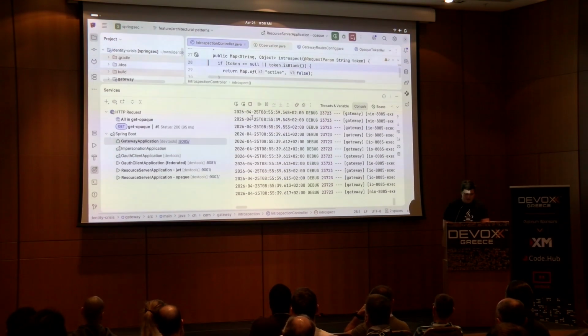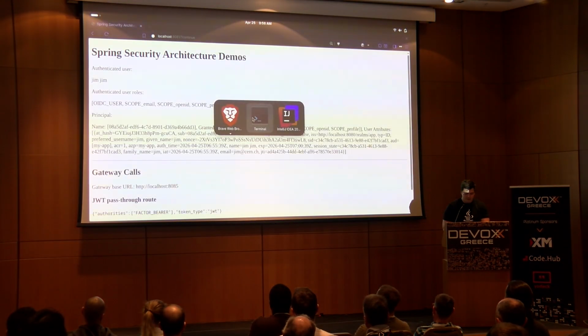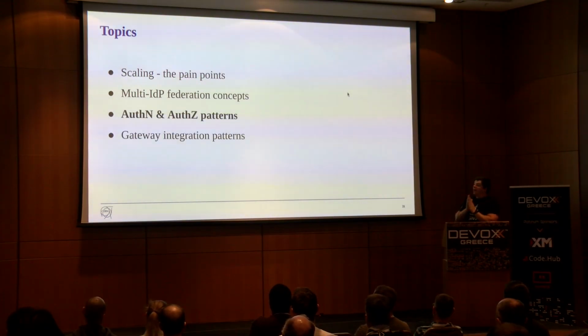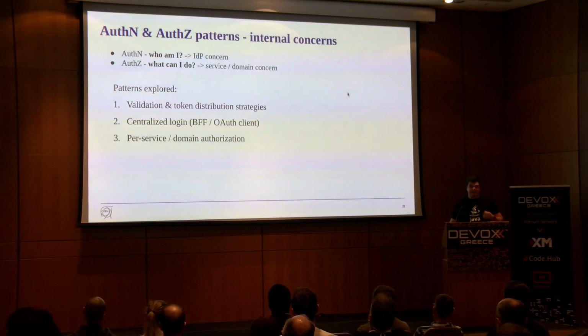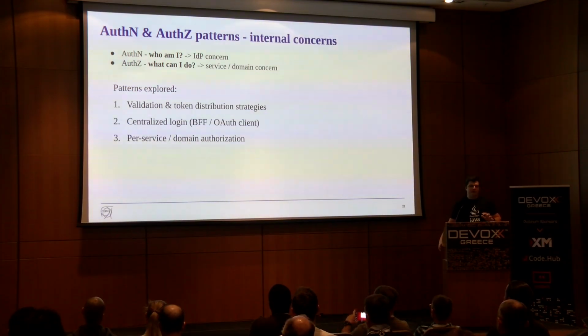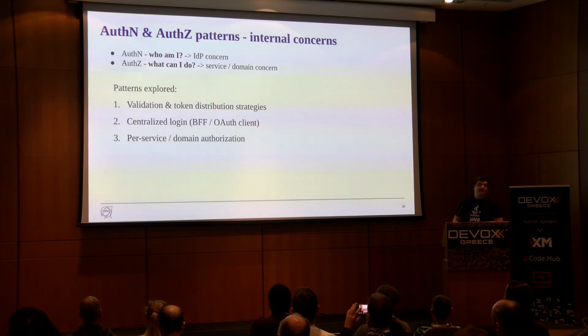Okay, that's it for this small demo because I don't want to go into all the details right now until we actually talk about the patterns which are more related to internal things, like stuff that you can control from your application. So we have here authn and authz, right? If you don't know, authn means who am I, and authz means what can I do. We're going to talk about 3 patterns and explore one of them in more detail because, again, 40 minutes. The first one is about validation and token distribution strategies. Then we're going to talk about centralized login, and then per service or domain authorization.